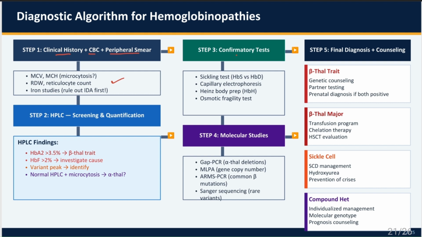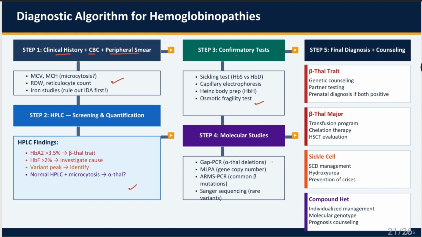If we are seeing a variant peak, then we have to identify the cause of that peak. If there are normal HPLC findings along with microcytosis on peripheral smear, then we can suspect alpha thalassemia. We can also perform some confirmatory tests like sickling test, capillary electrophoresis, Heinz body prep, or osmotic fragility test. We can also do molecular studies.